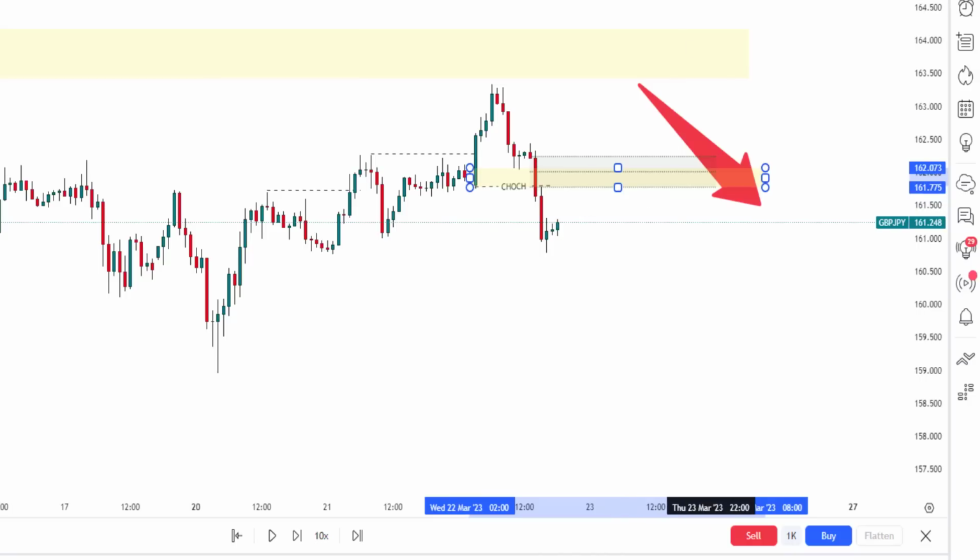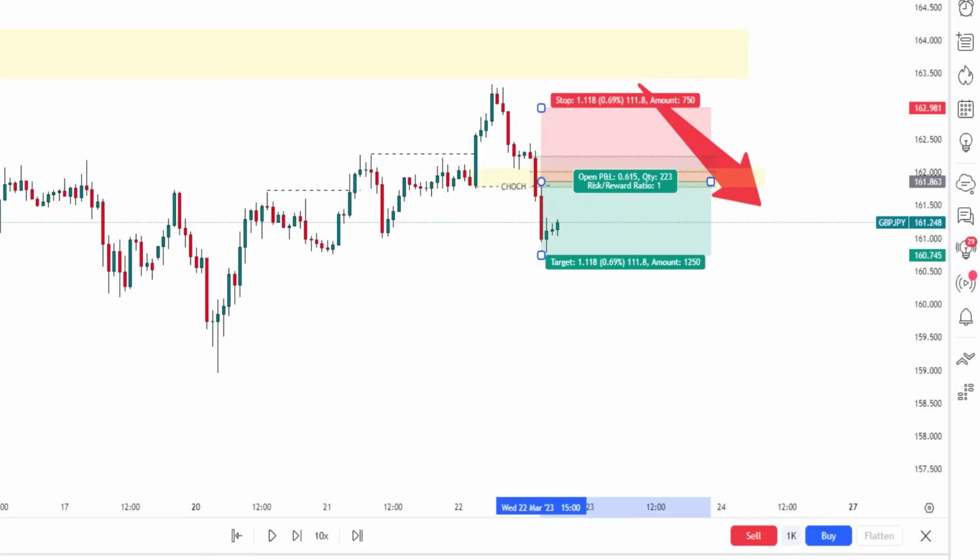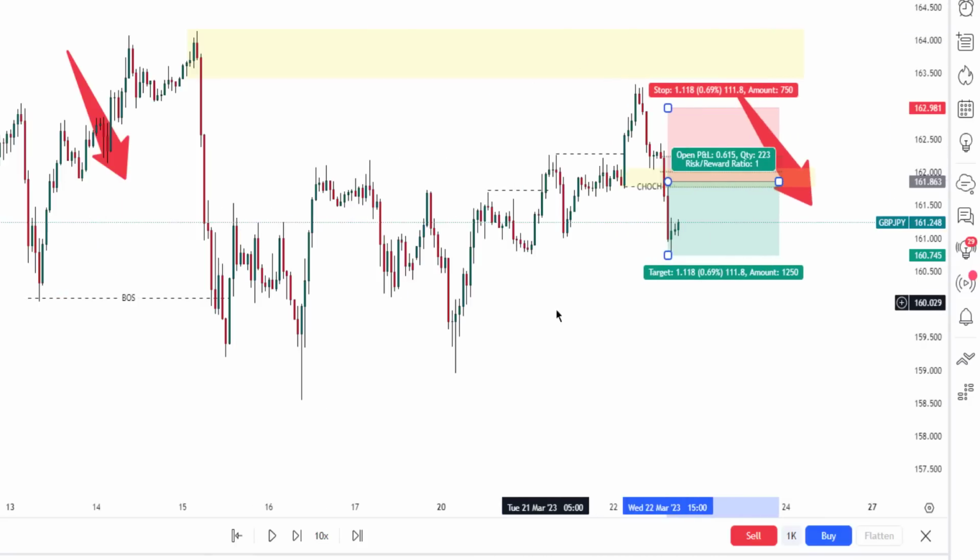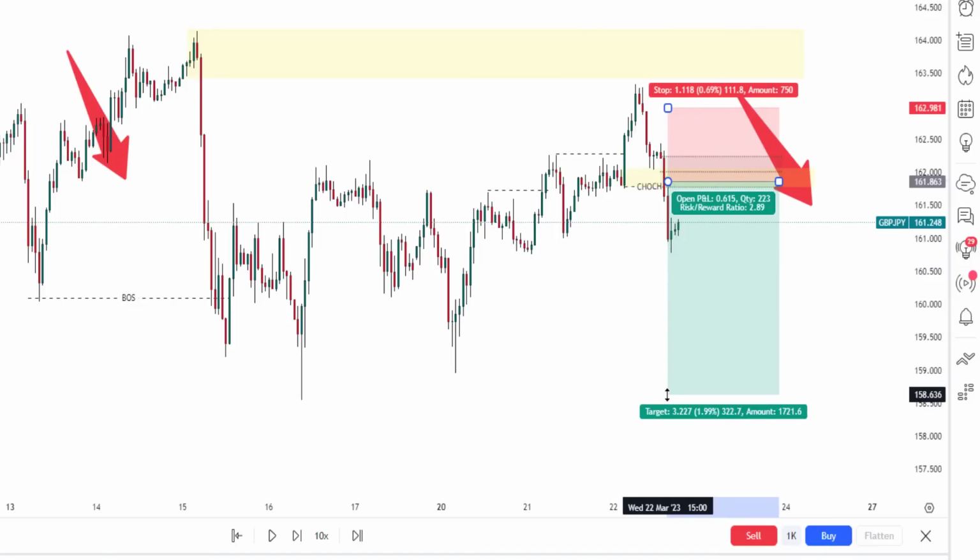So this gives me more confidence that this area is where I want to use for entry. So if I'm taking my entry from here for the sell, okay, from here for the sell, I can confidently say that price will work in my favor.